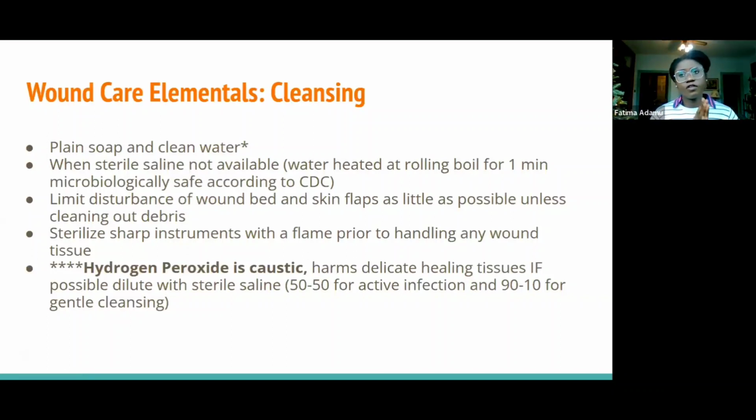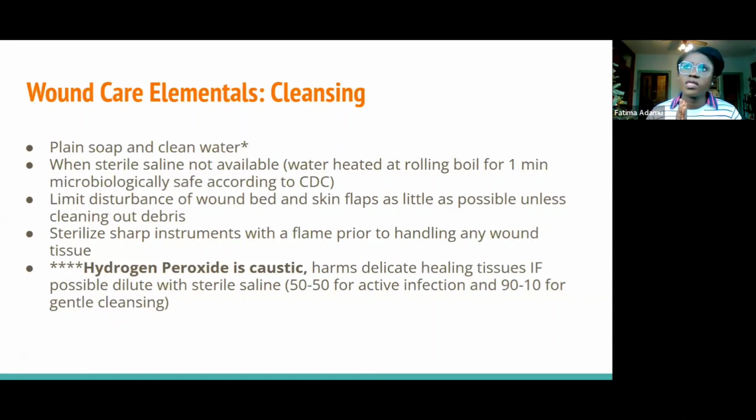It is possible if you don't have a sterile kit. So in the clinic, I have the luxury of these sterile suture kits that come with a little tweezers and a little scissors, and I know that they're clean and sterilized. It is possible to use a flame to sterilize a sharp instrument if you're planning on cleaning a wound.